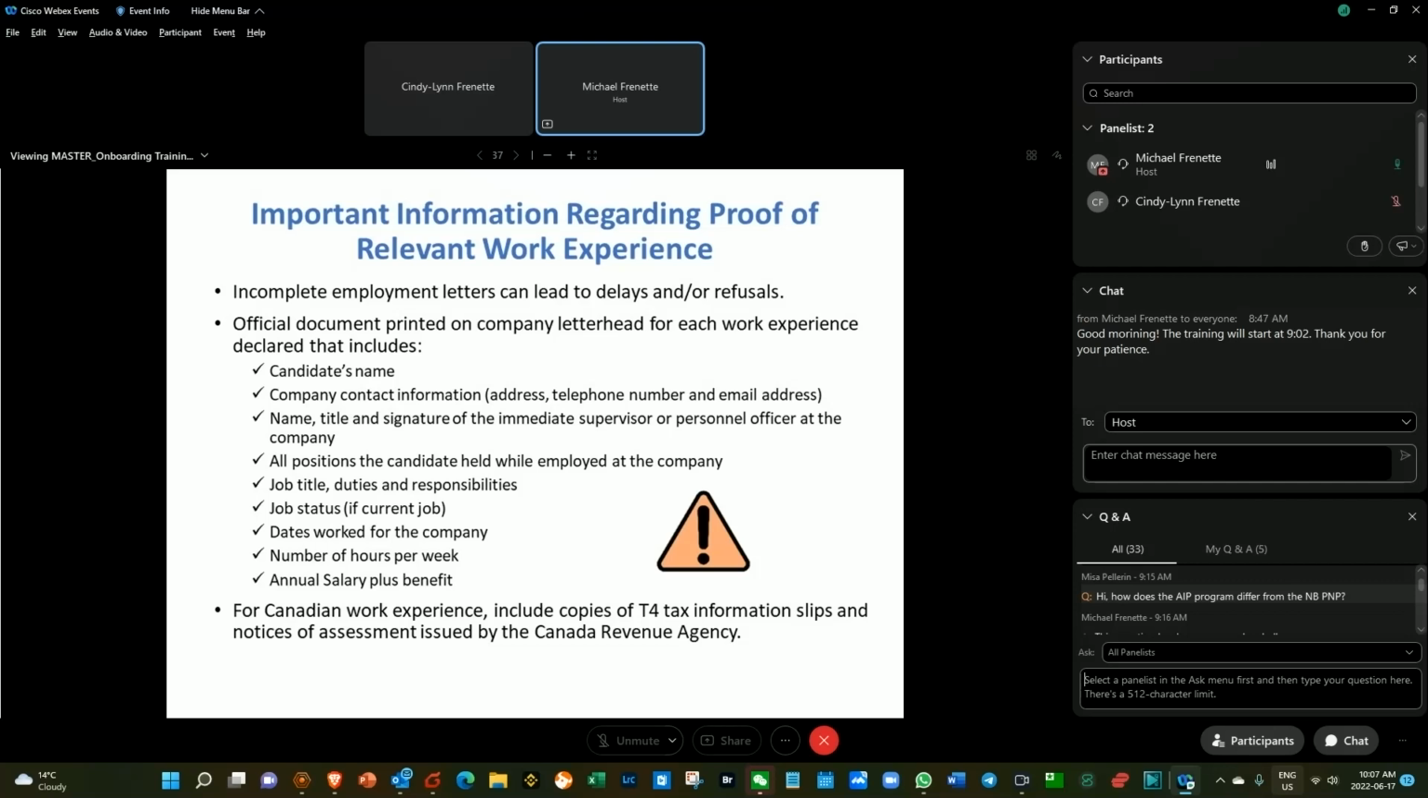Reference or experience letters from current or past employers should be on an official document printed on company letterhead and include the following information. As you can see here, very standard: their name, position, job duties, the dates, and whatnot. For Canadian work experience, the candidate may include copies of T4 tax information slips and notice of assessment issued by Canada Revenue Agency to prove that they actually occupy the position. We also recommend that they include any additional information or proof that will help substantiate their employment history.